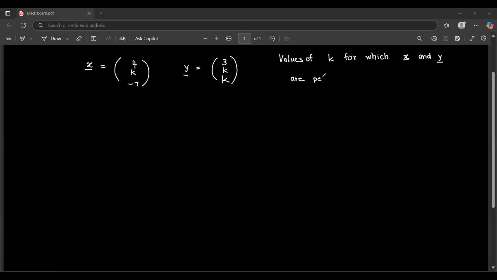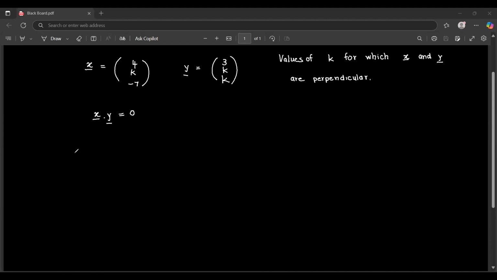Let's say there is another question that states vector x is equal to (4, k, -7) and vector y is equal to (3, k, k). And they are asking us the values of k for which x and y are perpendicular. How can we do this? Well, since they are saying x and y are perpendicular, we can say x dot y is equal to 0. And we can apply this.